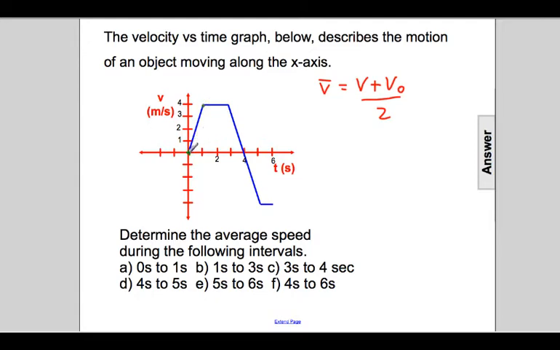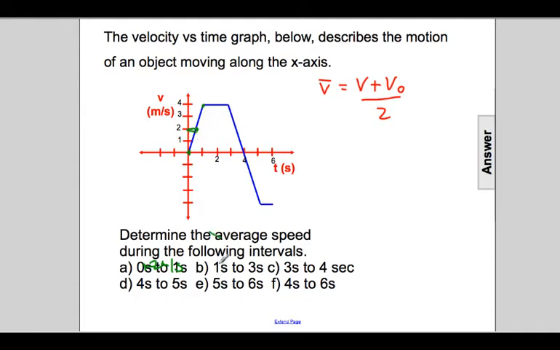If we start off with 0 and end up at 4, 0 plus 4 divided by 2 will give us an average speed of 2 meters per second. So this first interval is 2 meters per second, positive to be specific. Another way to find the average speed is to find the middle value for speed in this segment, or find the middle of the line, which happens to be right there. That's about the middle of the line, and that corresponds with 2 meters per second.